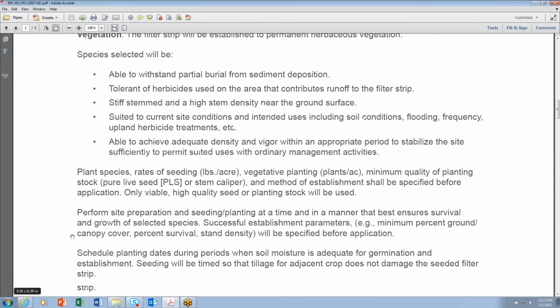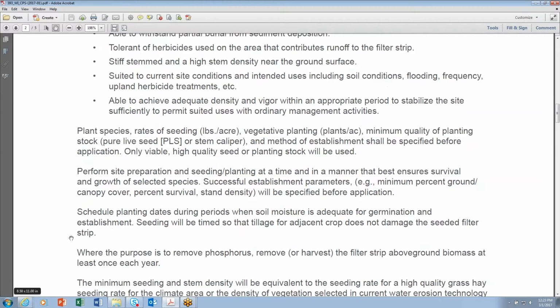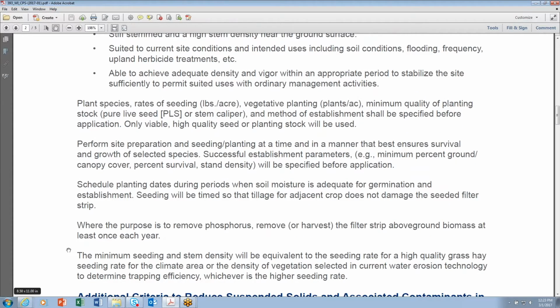All right, site preparation and seeding. Make sure we do a good job to ensure that we have the species successfully established. Schedule planting dates during periods when soil moisture is adequate for germination. Obviously, if we don't get a good establishment on these, we do not have a filter strip. So that's a real important part of the picture, being successful with our establishment.